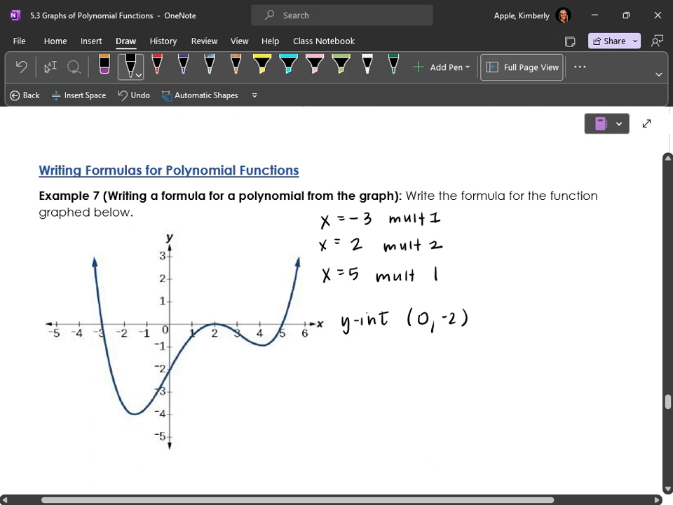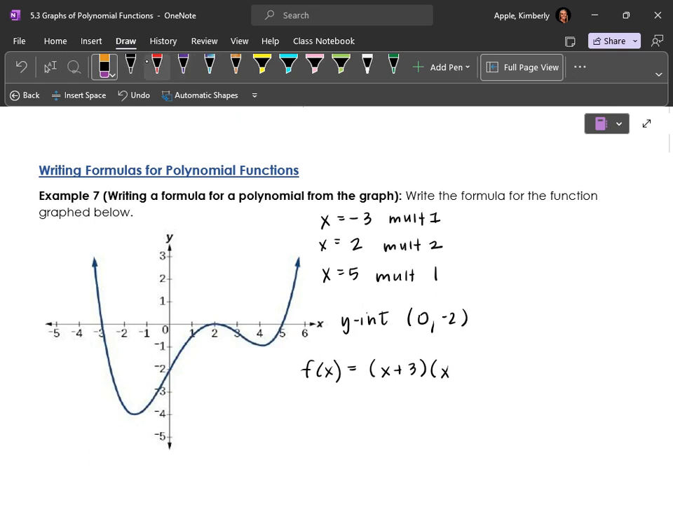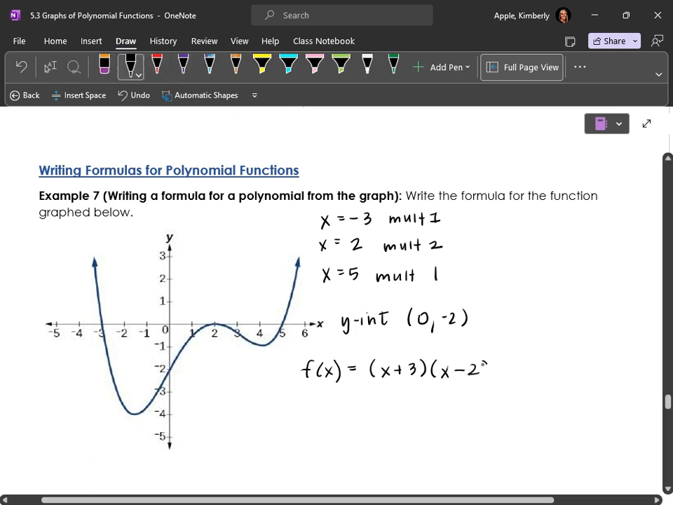And so the first thing I'm going to do is write in these factors. That's going to be x plus 3, that'll give me that x minus 3 here. This will be x minus 2, that'll give me that positive root. It's going to be squared, multiplicity 2, and this will be x minus 5.